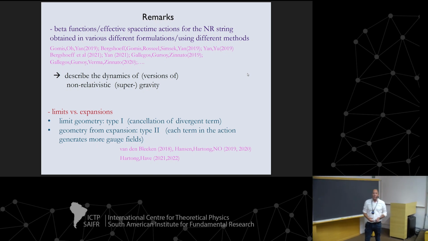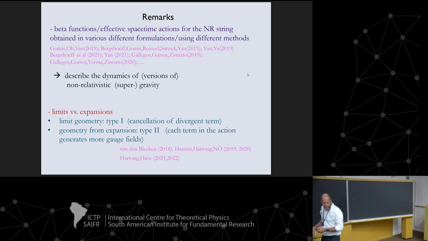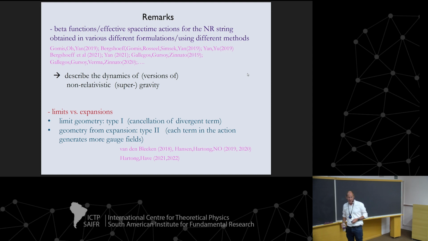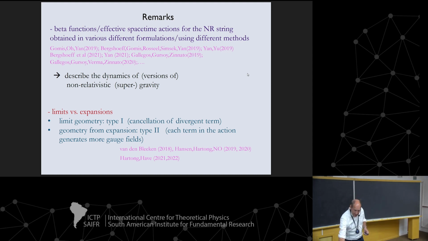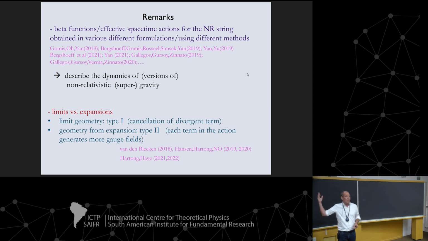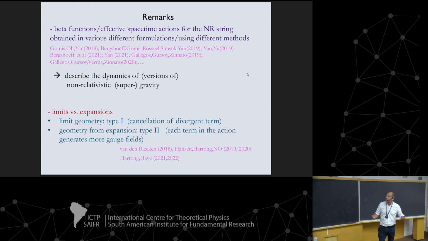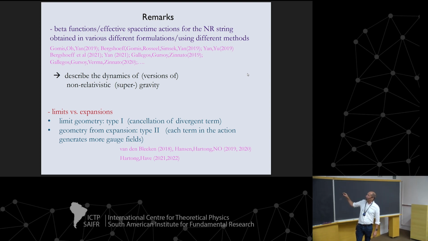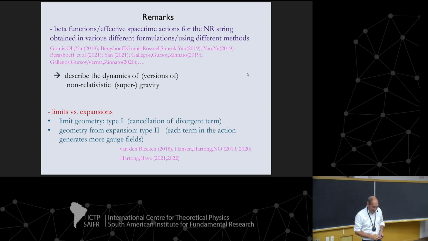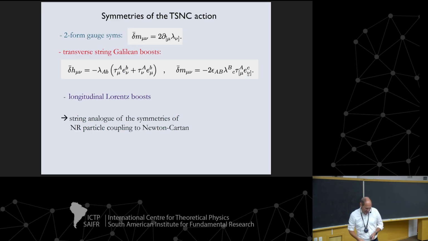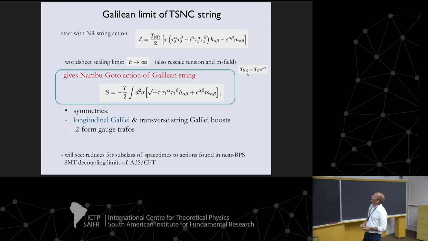Maybe some remarks, and an obvious question, which many people have looked at, is: what can you compute beta functions for this non-relativistic string theory, and what does it look like? Using various approaches, they have been computed, and they will give you effective space-time actions built out of these geometric objects. So they describe the dynamics of some version of non-relativistic gravity, and some very ambitious people have actually also already generalized this to some kind of supergravity version. I'll skip the limits versus expansions view of time.